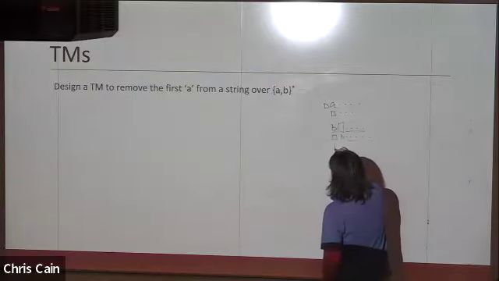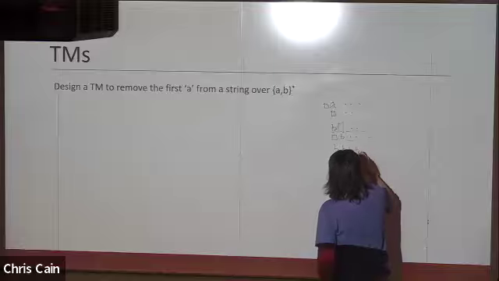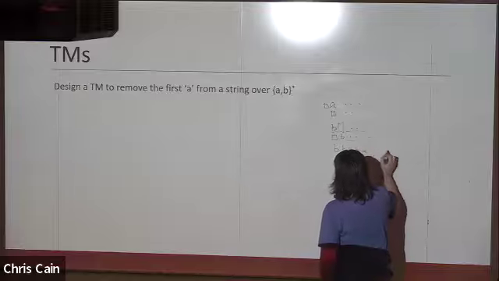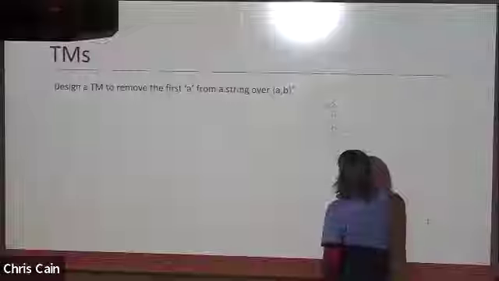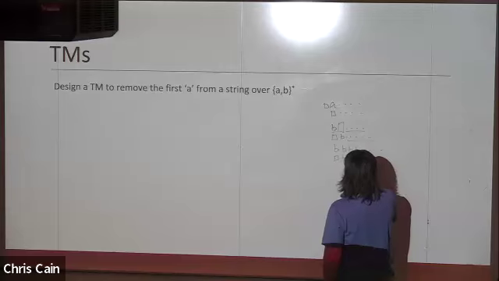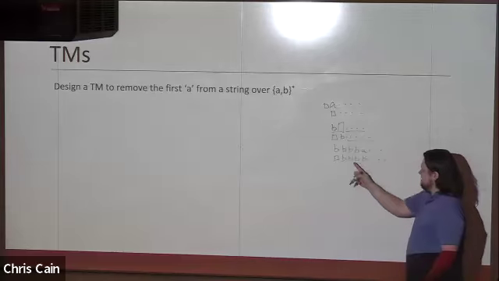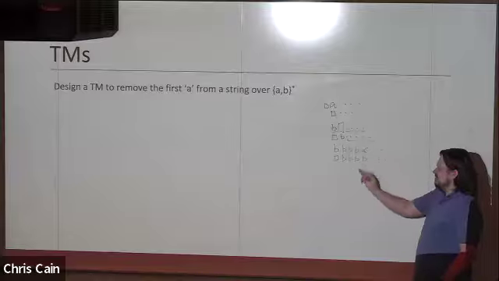If you have a string that starts with a bunch of B's, followed by an A and some stuff, you replace this B with a blank, move all the way over, making no changes, replace that A with a B, and whatever comes later is exactly that same string with that A removed.